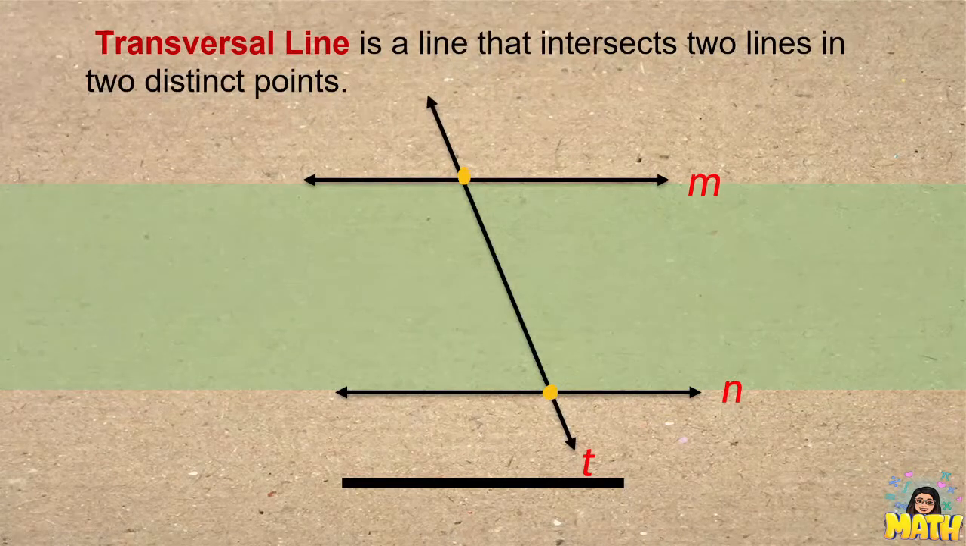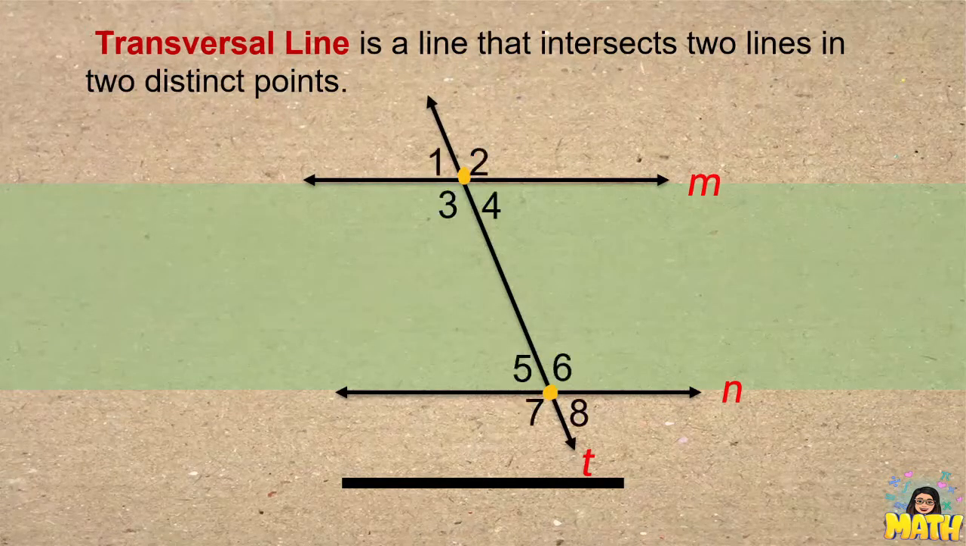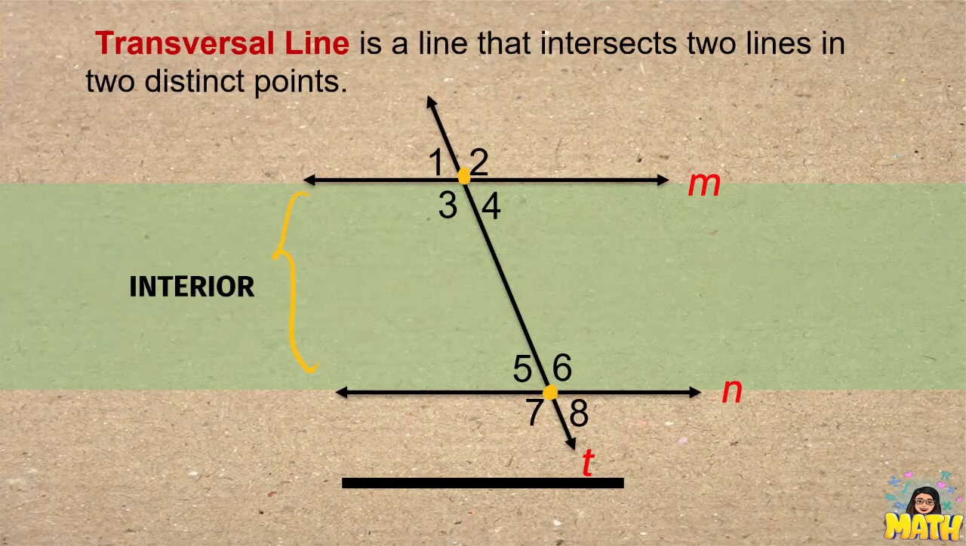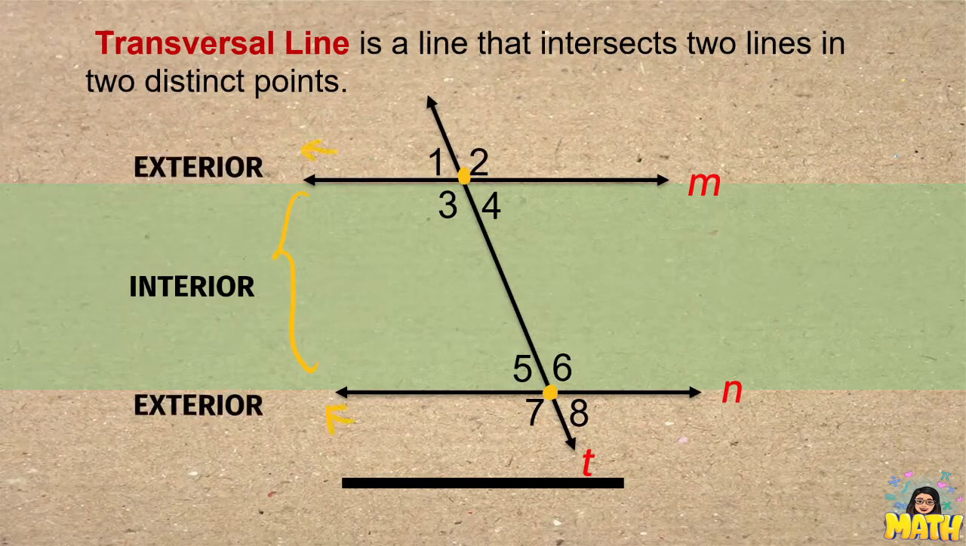And as they intersect, it formed many angles here. So ito yung i-identify natin later. But before that, it is important to know the following regions. In this region, we call it the interior region. Nasa loob or nasa gitna ng parallel lines. While itong mga nasa labas, ang tinatawag nating exterior region.